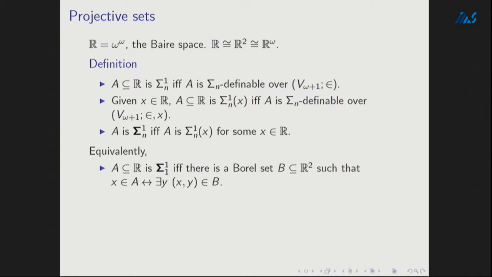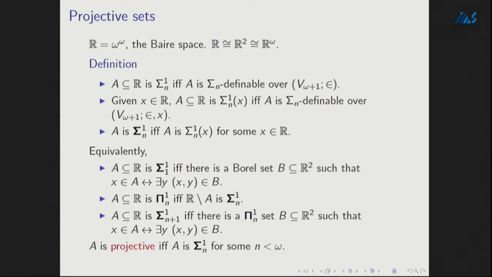So it is Σ¹₁ if it is a projection of a two-dimensional Borel set. And it's Π¹ₙ if its complement is Σ¹ₙ, and it's Σ¹ₙ₊₁ if it's the projection of a Π¹ₙ set. So the projective sets is the smallest collection of sets of reals which contains all the Borel sets and is closed under complements and projection. So we will regard projective sets as the simplest sets of reals.